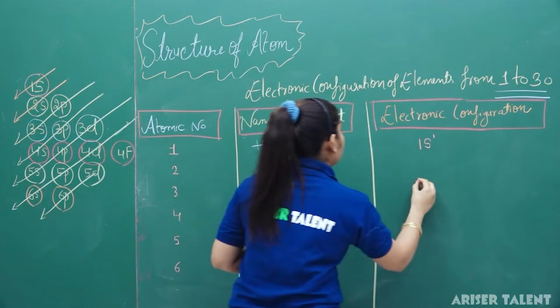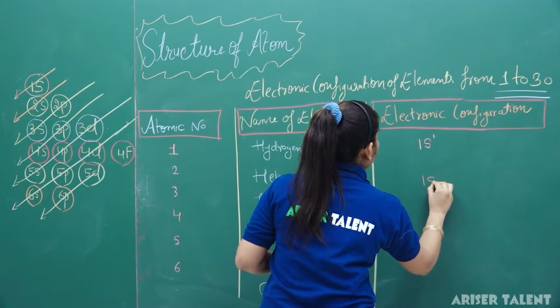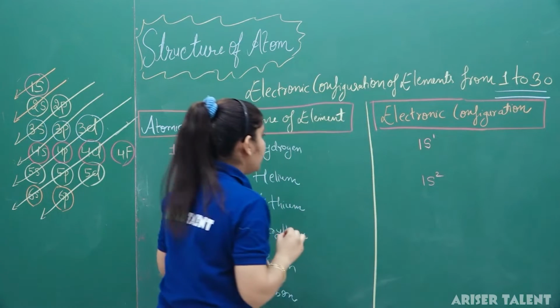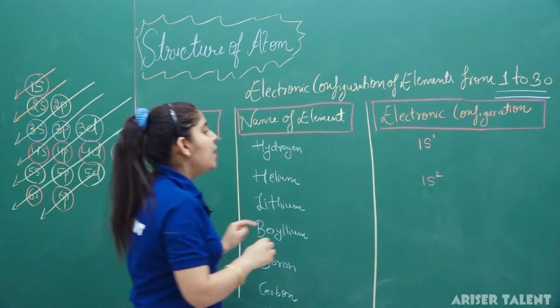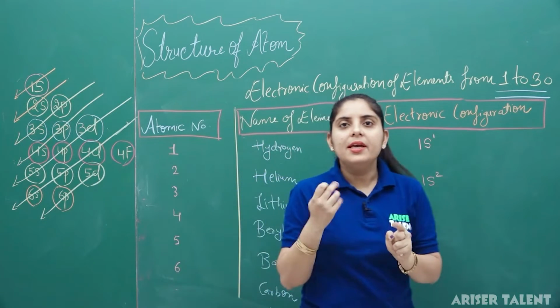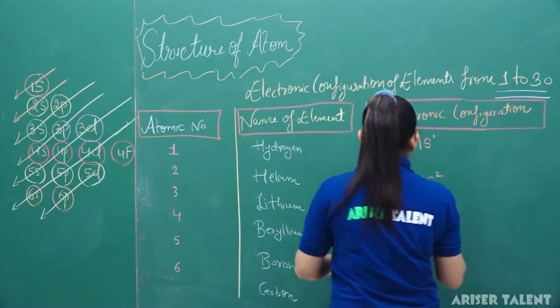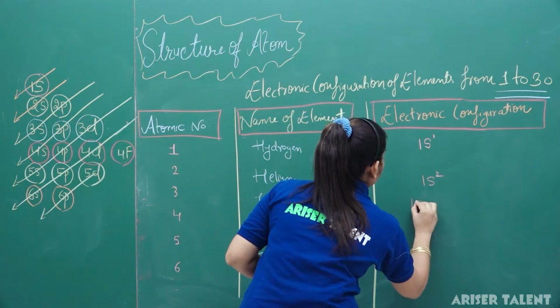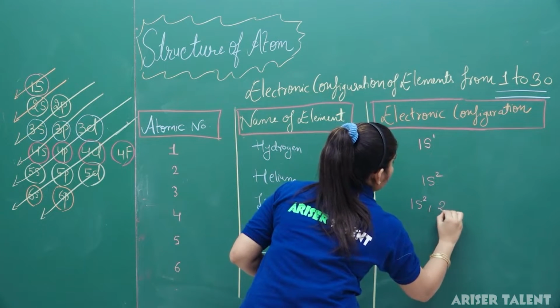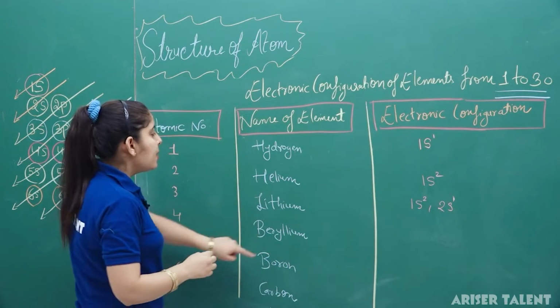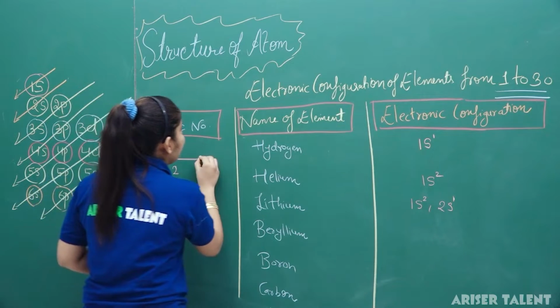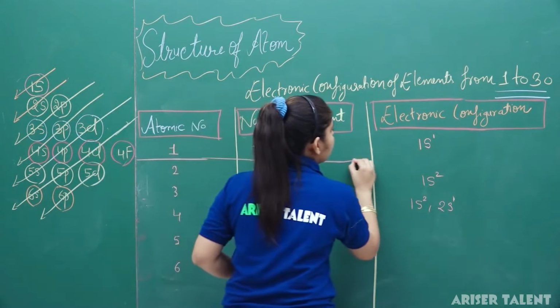So its electronic configuration will be 1s2. Now considering the third case lithium, we have only 2 electrons in the s shell. So its electronic configuration will be 1s2, 2s1. Now we have fourth atomic number, that is beryllium. Beryllium we have atomic number 4.